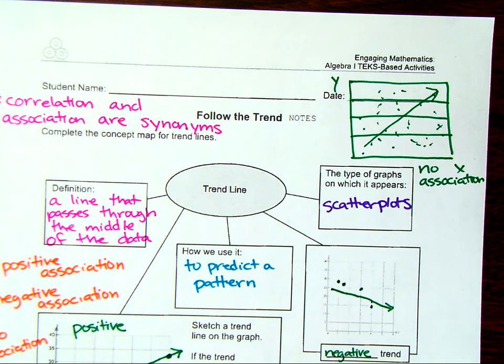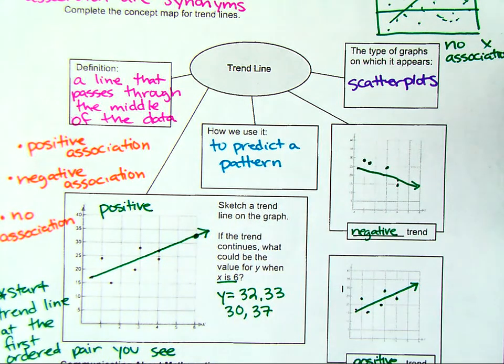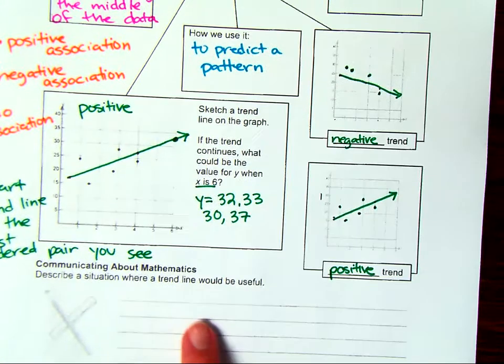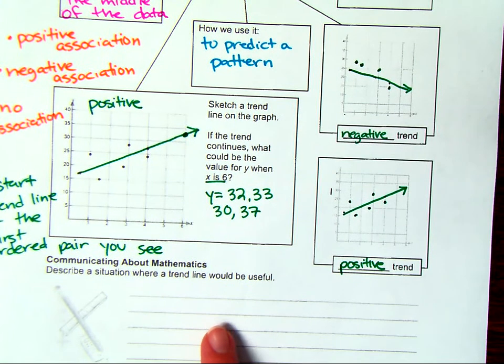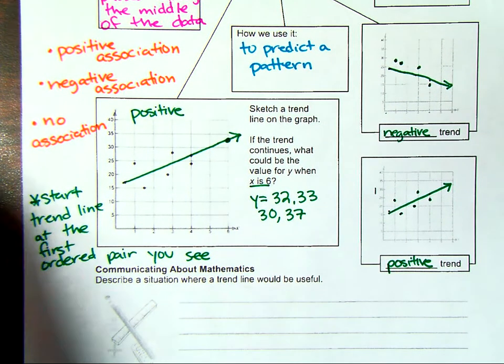All right, so that's what we're looking at for trend lines, showing the difference between those three. And again, we're using it to predict a pattern, because if it were to continue, we can look at that. On this last part, describing a situation where a trend line could be helpful, just try to think about something that you might see in real life where this might be helpful, and then double check your prediction with your teacher, and they can tell you if that's a good example or not. This is open-ended, and we want you to try that out.